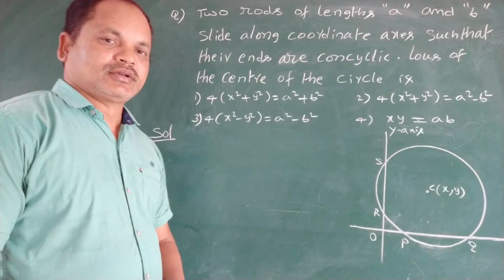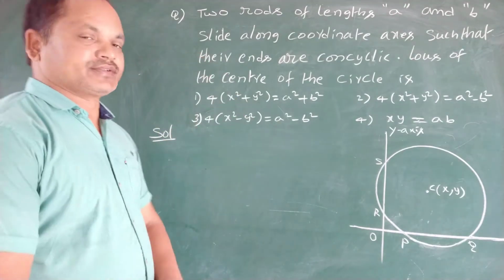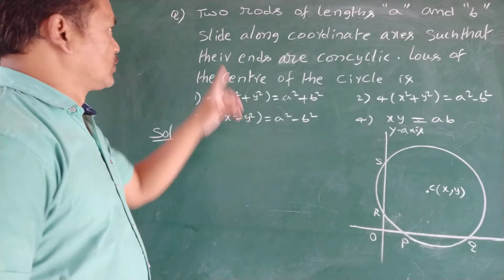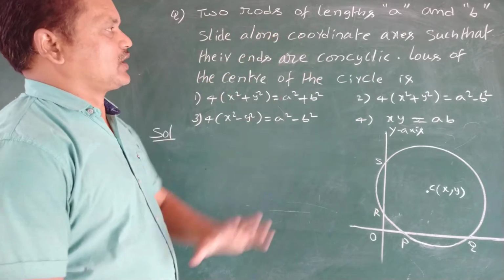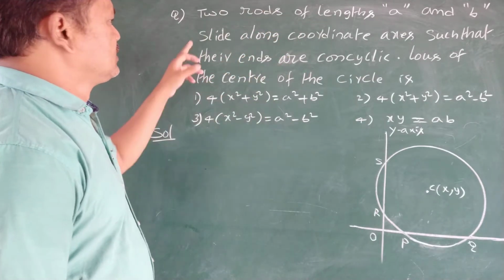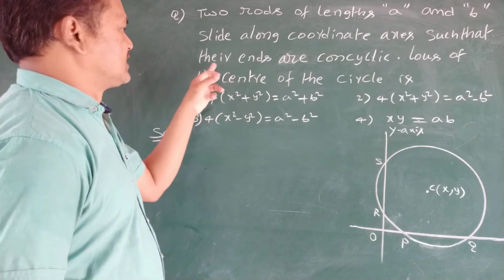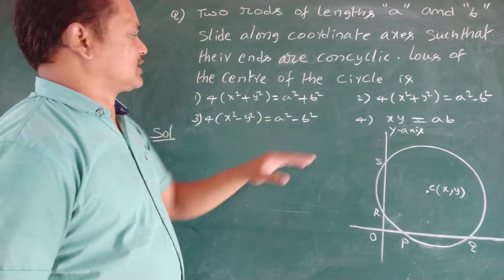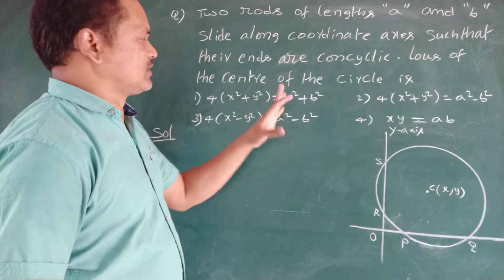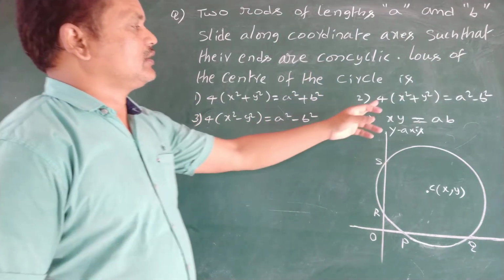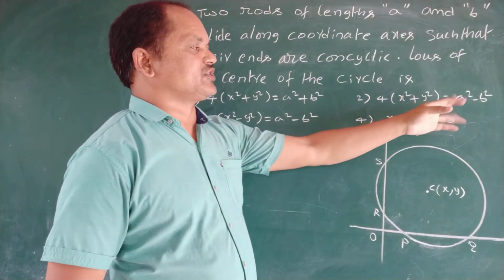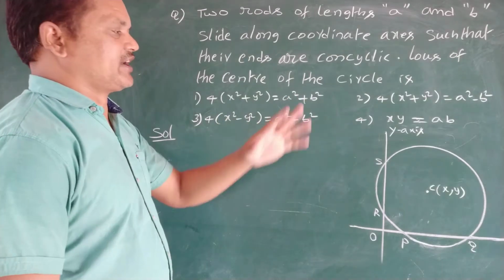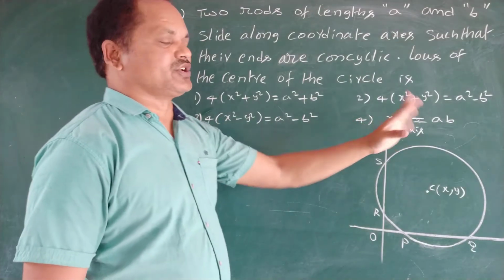Okay, students, observe here. This is the question from circles. It depends upon the concyclic concept. Observe the question construction. Two rods of lengths a and b slide along coordinate axes such that their ends are concyclic. The locus of the center of the circle is: first option, 4(x² + y²) = a² + b²; second option, 4(x² + y²) = a² − b²; third option, 4(x² − y²) = a² − b²; and fourth option, xy = ab.